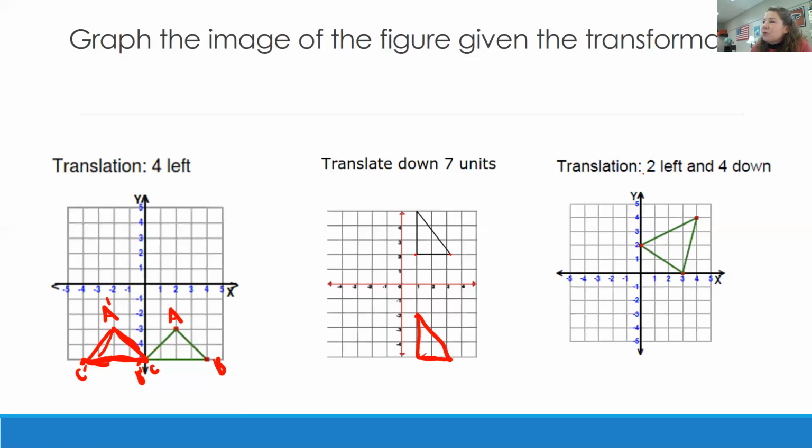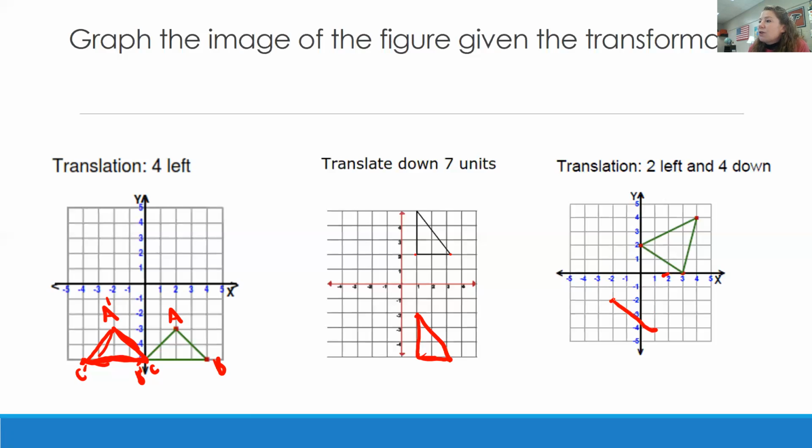And then here we have, well, it's one translation, but 2 different directions. So we're gonna go left and then down. So we're gonna go left 2, 1, 2, down, 1, 2, 3, 4. This one we're gonna go left 2, 1, 2, 1, 2, 3, 4. Here we go left 2, 1, 2, 1, 2, 3, 4.